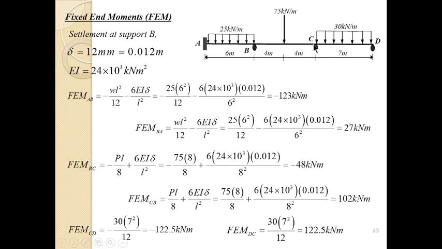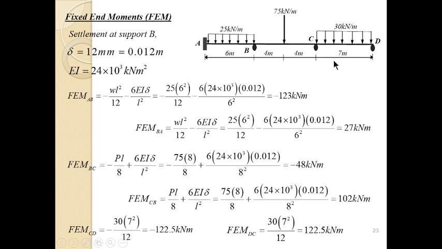But at this point, remember the fixed end moment here due to load will be plus PL over 8. So that's why we have this PL over 8 plus 6EI delta over L squared, which is the one induced by the support settlement. So when we put the values, this PL over 8 and this 6EI delta over L squared, that gives us a fixed end moment of 102 kilonewton meter.